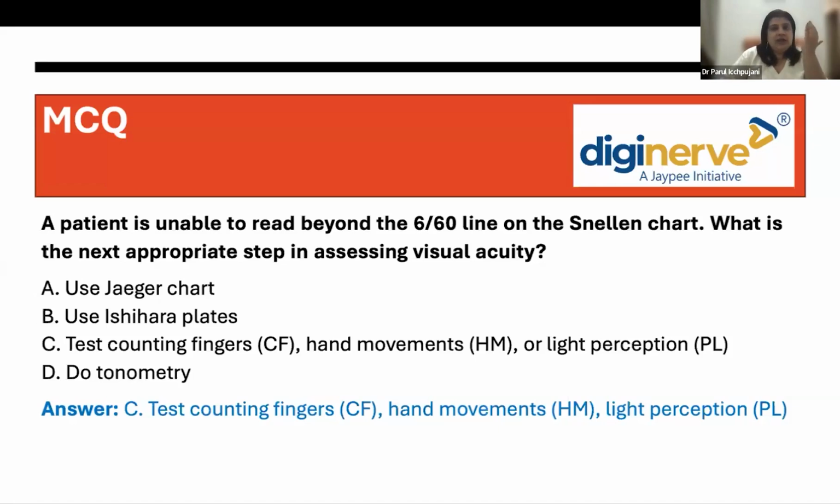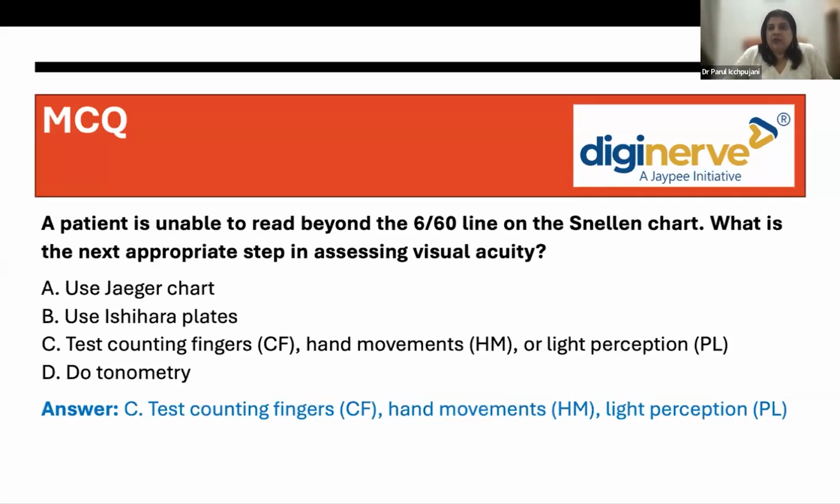And eventually we will count fingers close to the face, or we will try moving our hand and see if the patient can perceive hand motions. And if the patient cannot even do that, we will shine a bright torchlight in their eye and see if they can perceive the light. So C is the correct answer. Will we do tonometry? No, tonometry is an assessment of the intraocular pressure.